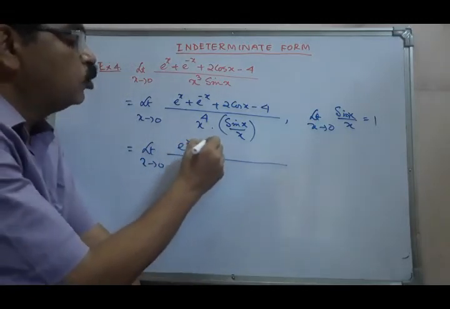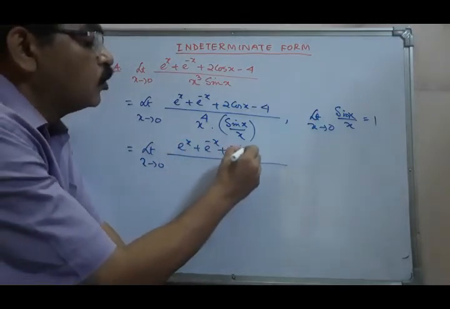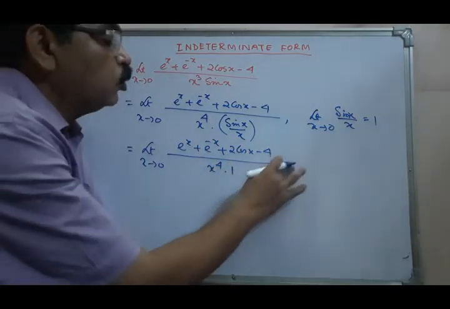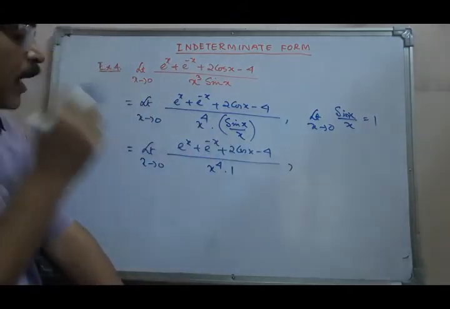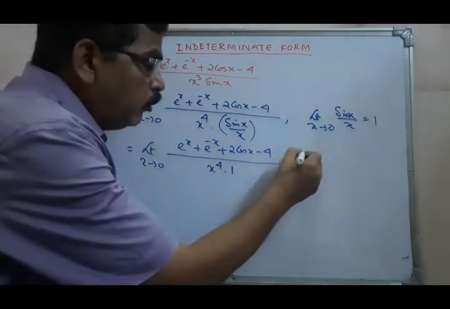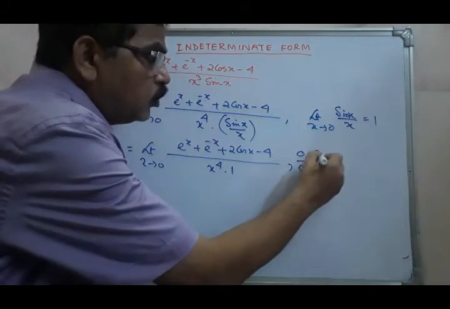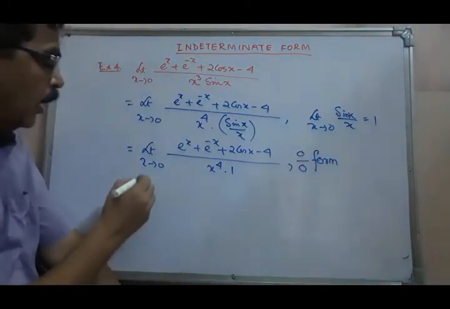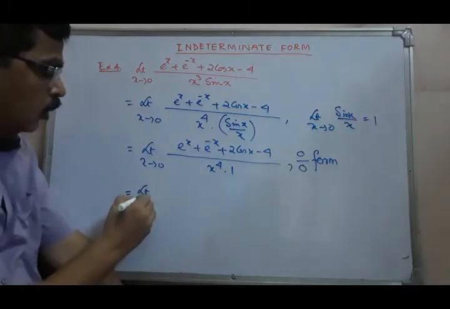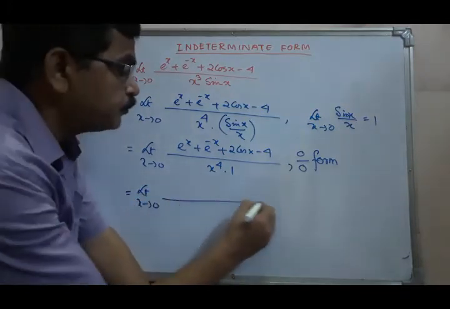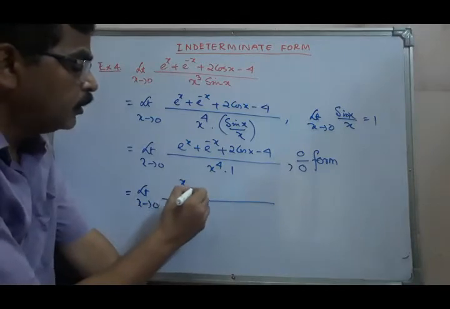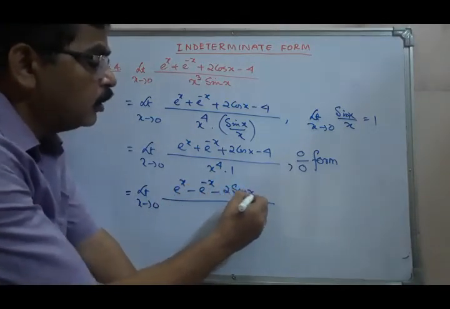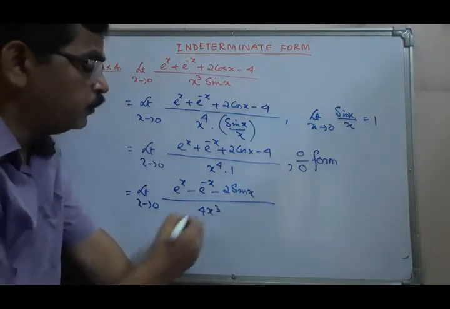So in the next step we will write limit x tending to 0, (e^x + e^(-x) + 2 cos x - 4) divided by x^4 into 1. Now you replace x equal to 0 directly. The numerator will come 0, even denominator will come 0. It is 0 by 0 form. It means we can apply now L'Hospital rule. So limit x tending to 0, (e^x - e^(-x) - 2 sin x) divided by 4x^3.